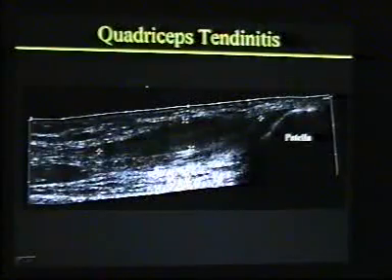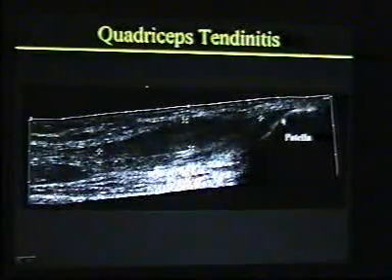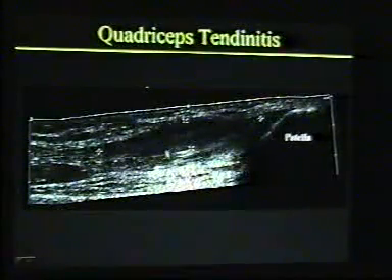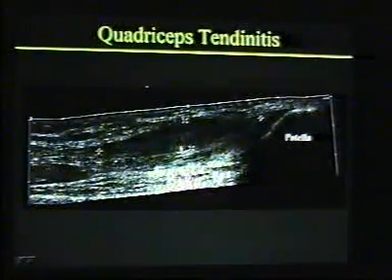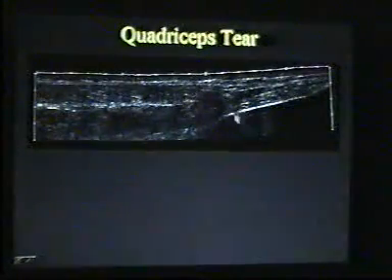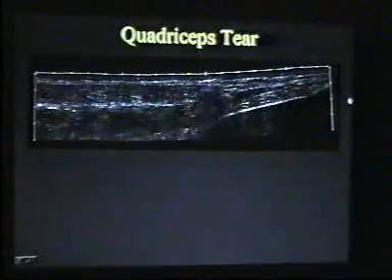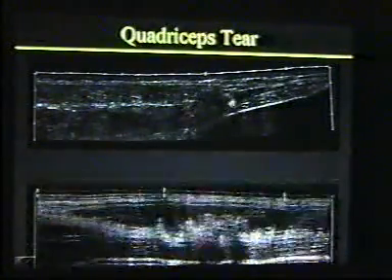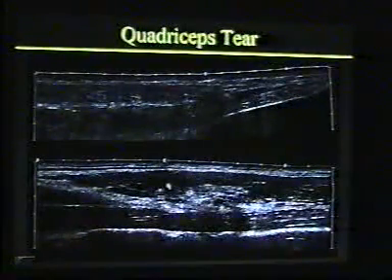This is Quadriceps Tendinitis. You can see patella with quadriceps tendon inserting on patella, and here is inflammation of this quadriceps tendon indicating tendinitis, hypoechoic inflamed area. And another case showing tear in quadriceps tendon before it is inserted. There is another case showing tear in quadriceps at different levels.